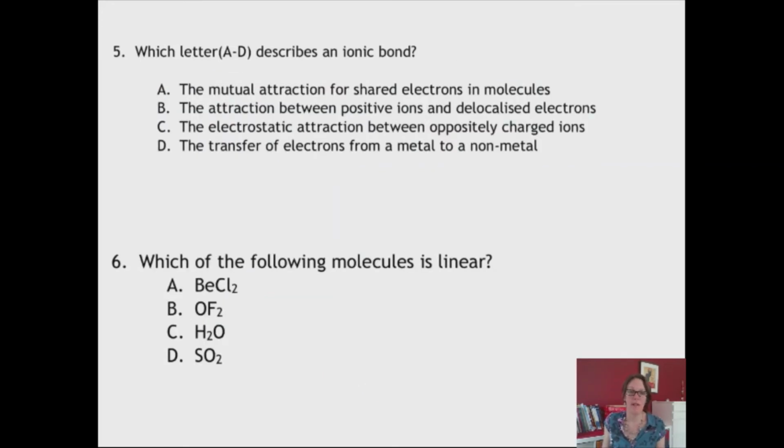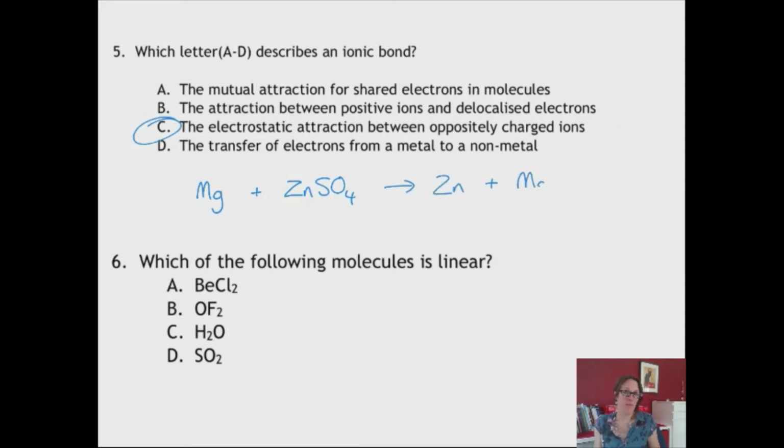Okay, number 5 is just knowing your definition and knowing it is C. Why is it not D? So an ionic bond, like any type of bond, is an electrostatic attraction. There are examples where electron transfer can take place and yet no new ionic bonds are formed.